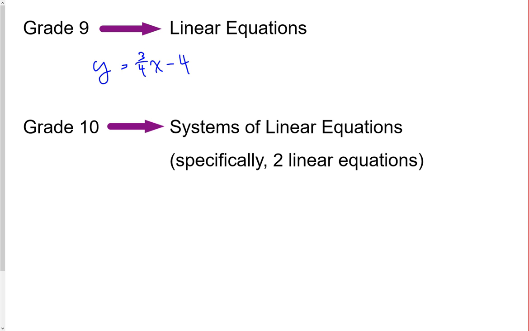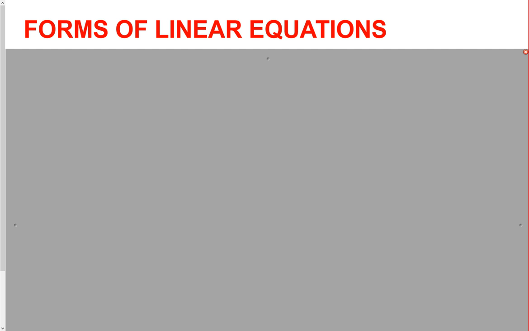If I were to talk about the 2 we'd have, we might have one that looks like y equals 2x plus 5, and then we might have another one that's in our standard form, 3x minus 2y equals 16. So now in 10th grade, you need to deal with these 2 at the same time and figure out stuff about them. Okay, so that's the big difference between 9th grade and 10th grade in terms of our linear algebra.